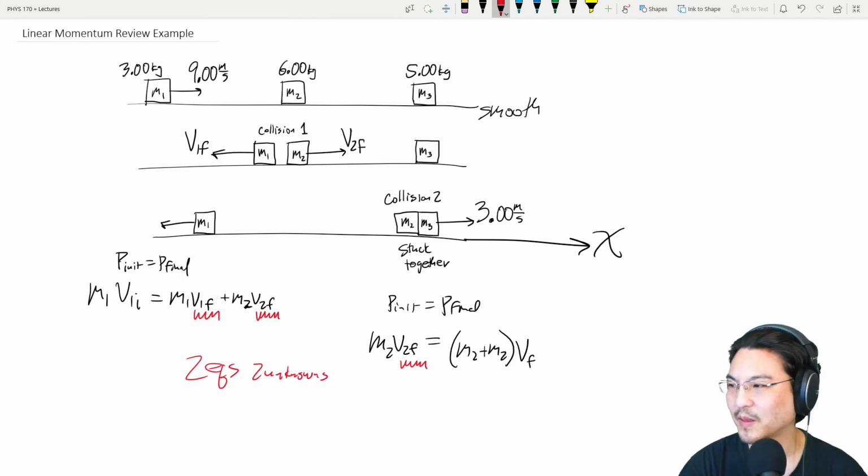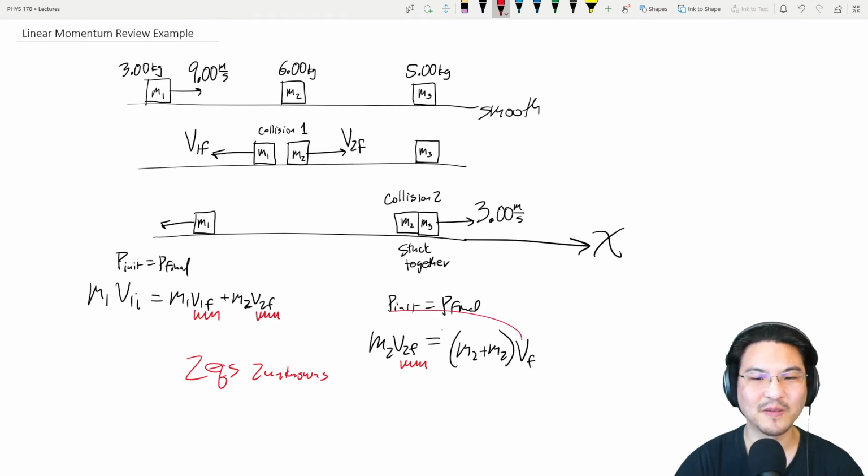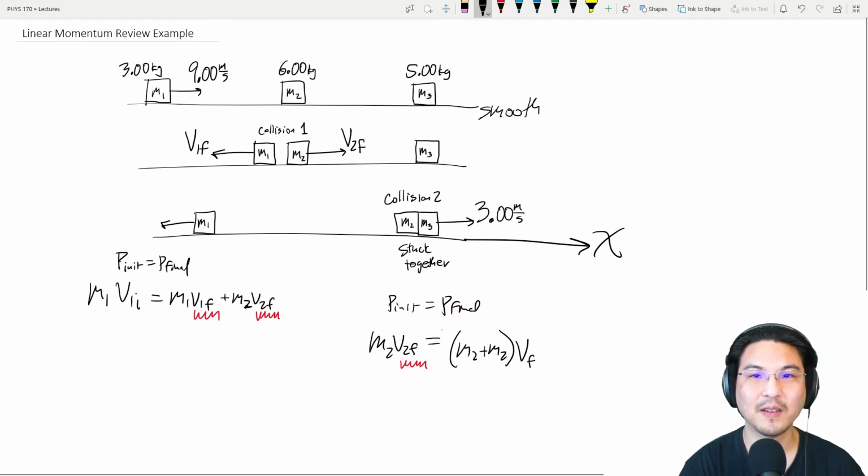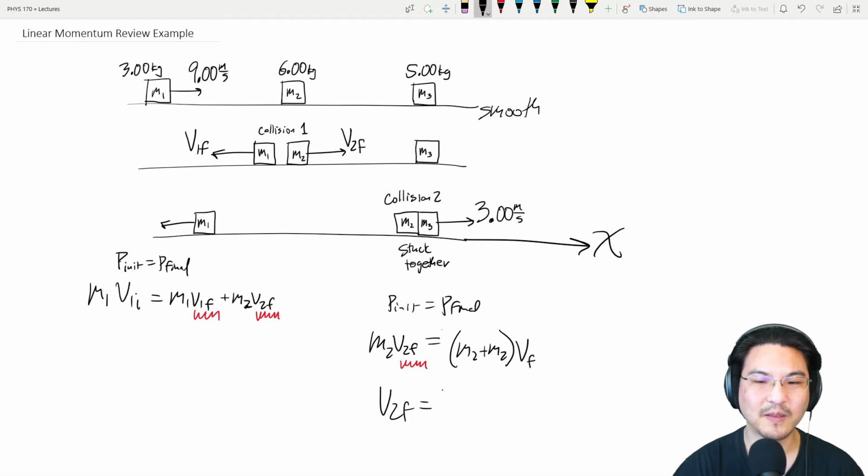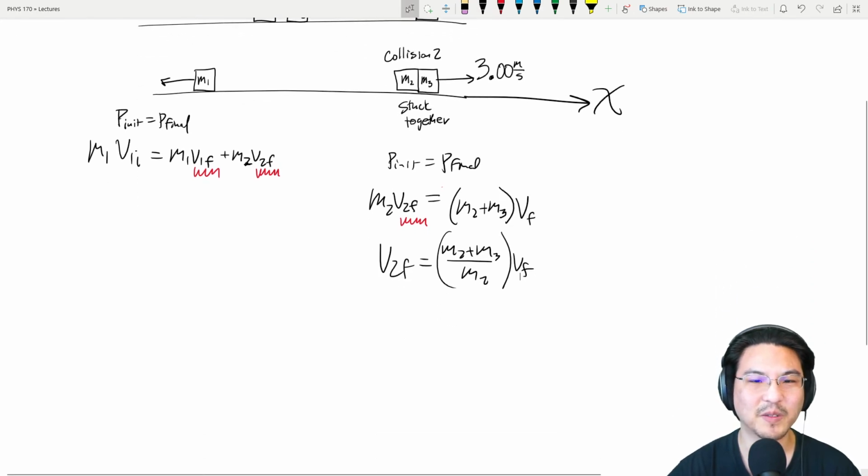So see the method, right? Figure out of all the equations you know which ones you use, write them out, and then figure out what's known and what's unknown. When we do that, which equation do you want to solve first? This one, right? So you would solve this one first. V2 final is, oh, this should be an M3 over here, M2 plus M3 over M2 times V final. And then just plug in numbers here if you want.